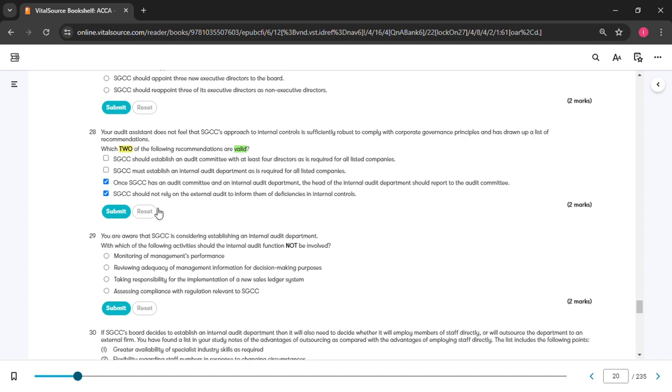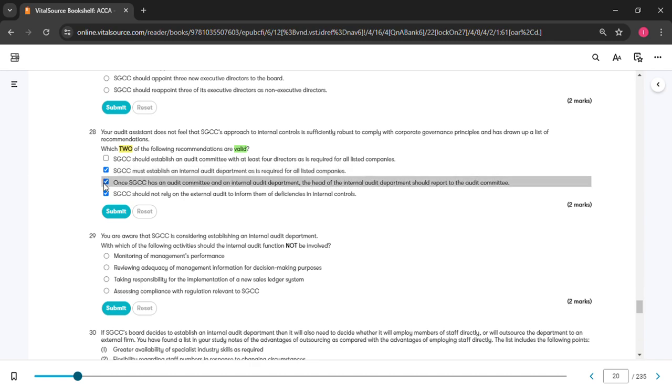Sir, why can you not choose 2 also? SGCC must establish an internal audit department. Who will establish internal audit? We are seeing the options. Which is the best option we are selecting? SGCC must establish an internal audit department as required for all listed companies. That is fine, but that is a general statement. Is it right? That is the general statement.